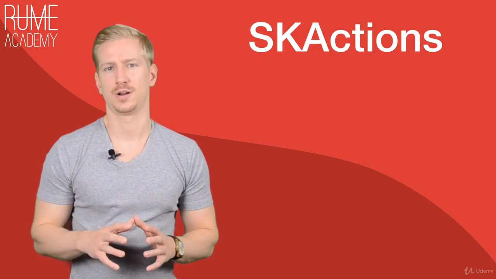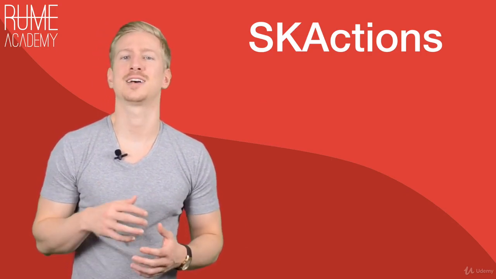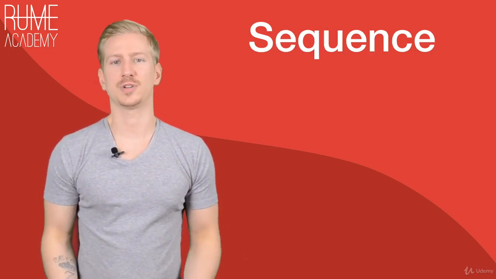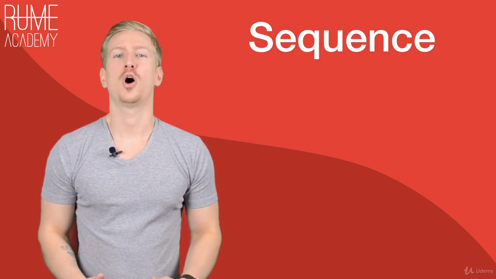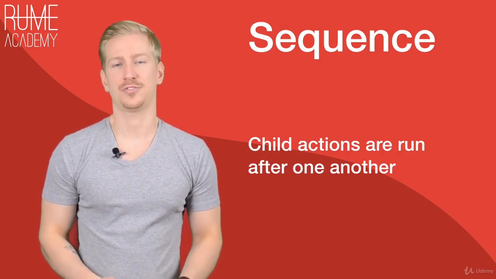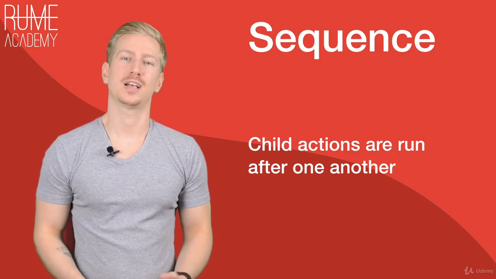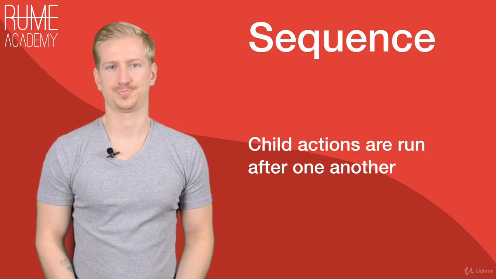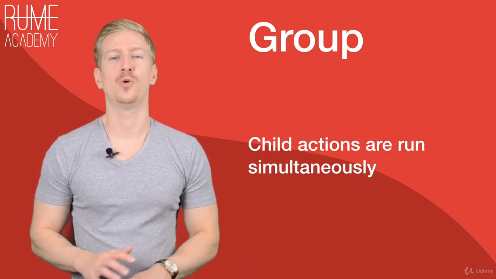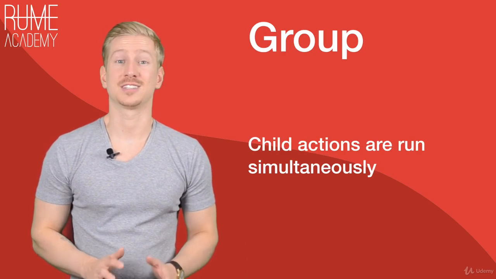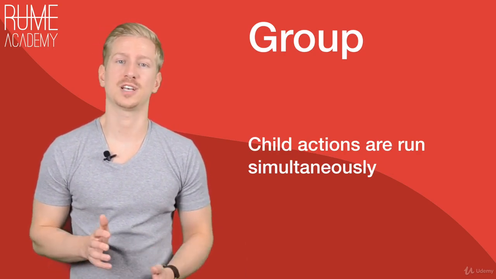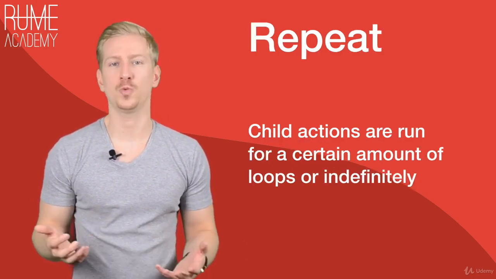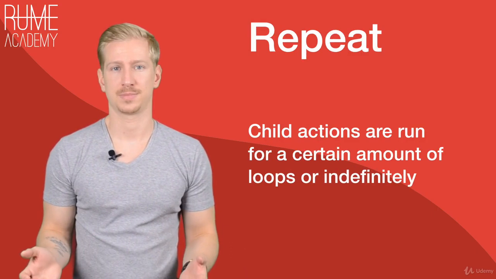There are also three ways of creating actions that contain actions as their children. A sequence action, for example, runs all of the children's actions after one another, meaning as soon as one action is completed, the next action gets executed. A group action will run all of the children's actions at the same time. We can also decide whether or not this should be done for a certain amount of loops or just indefinitely.